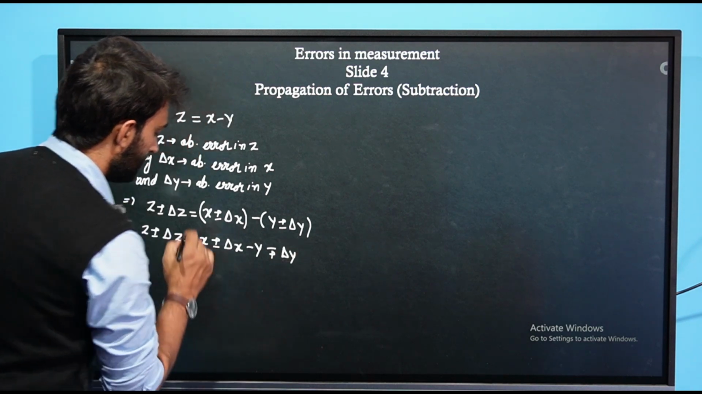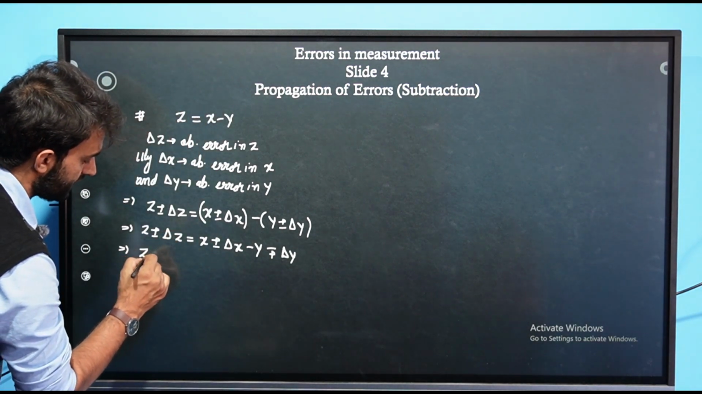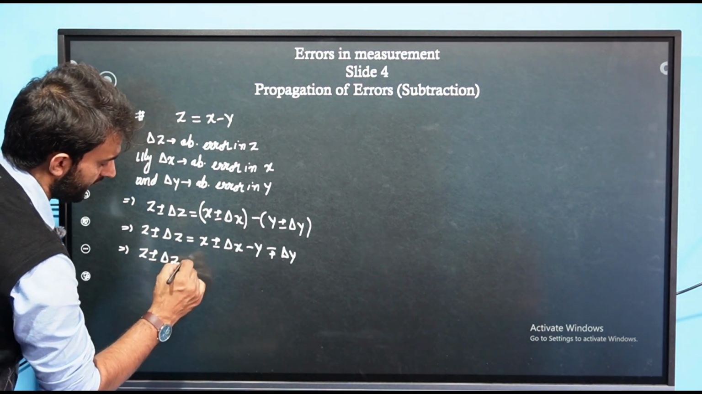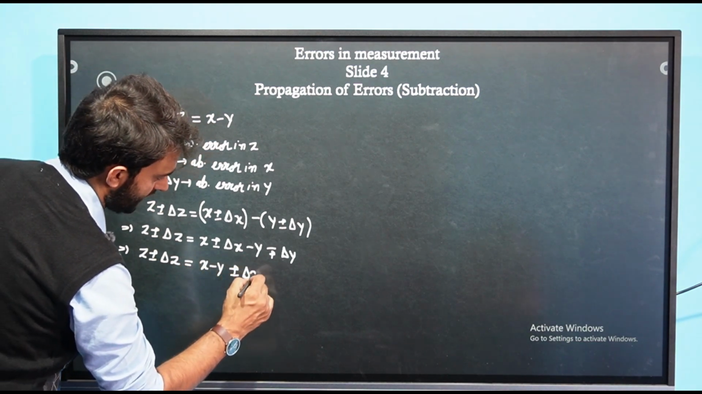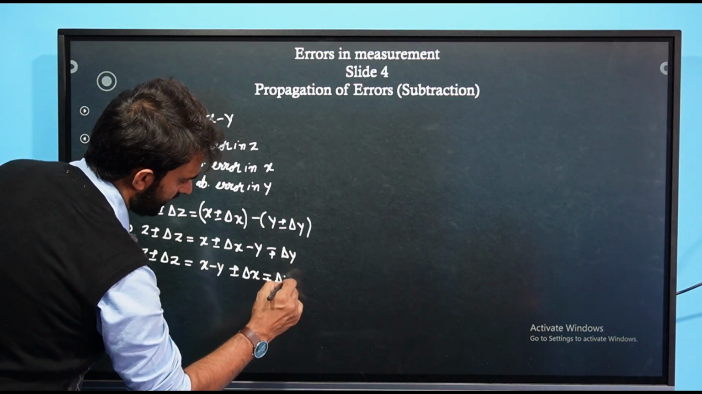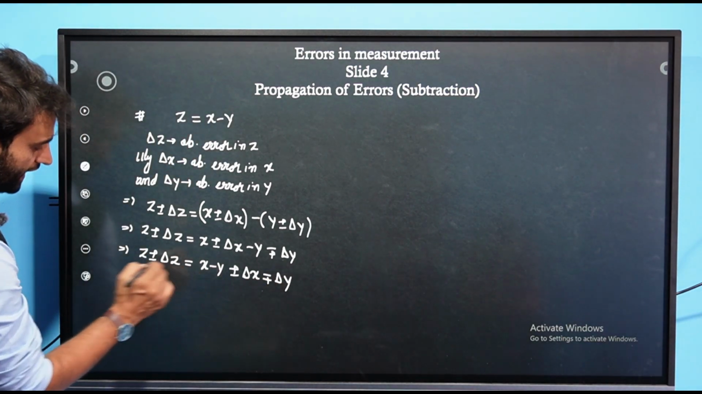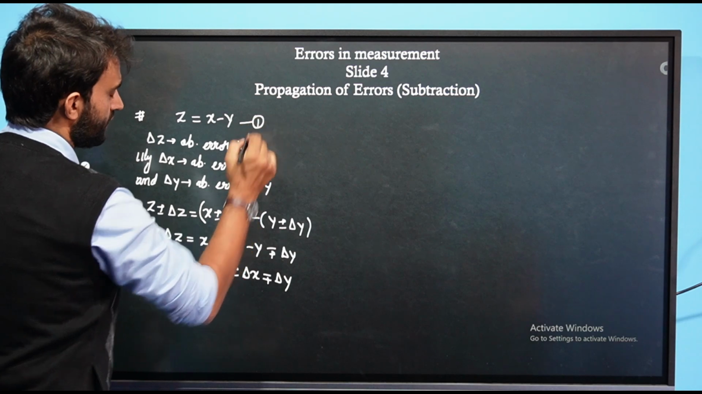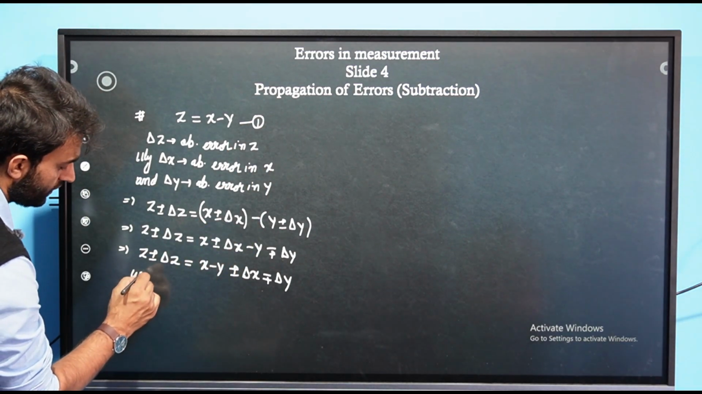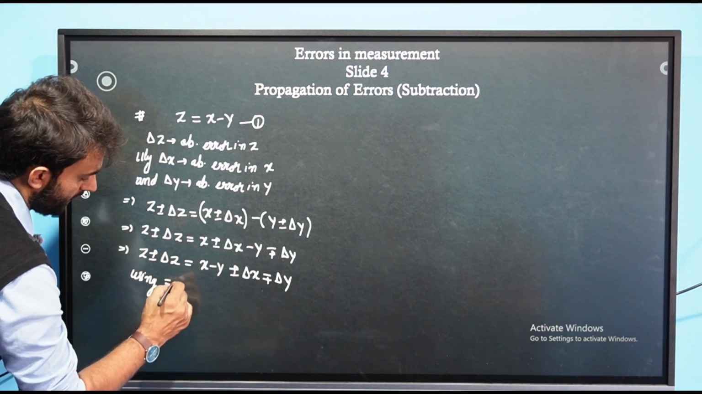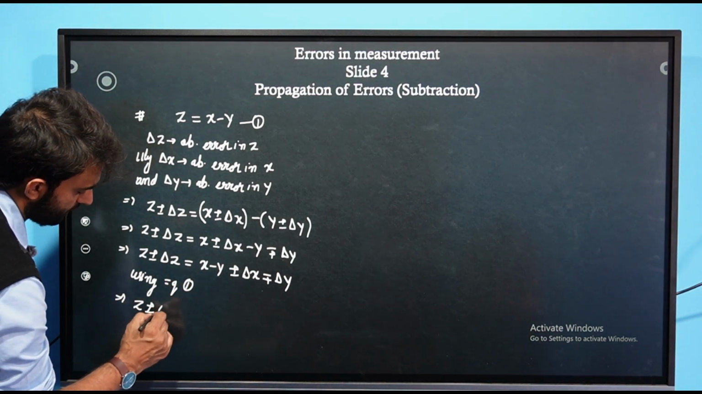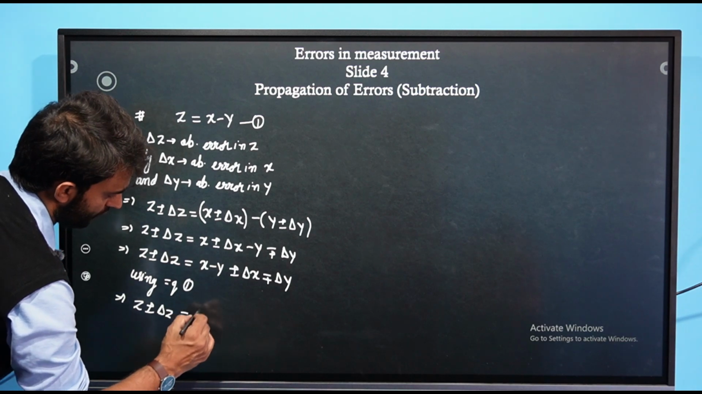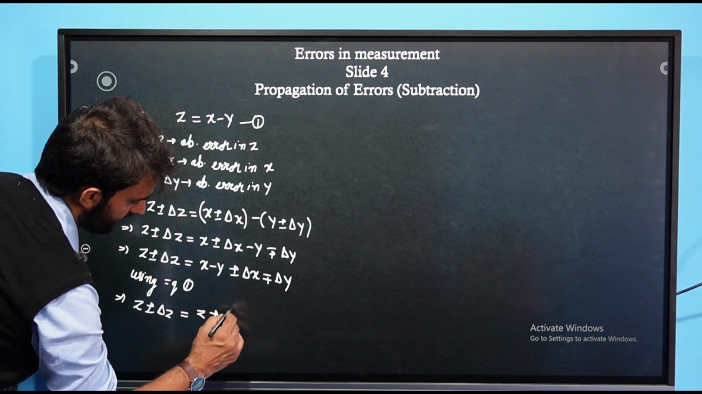Got it? So this means we can write it as z plus minus delta z is equal to x minus y plus minus delta x and minus plus delta y. So now this x minus y using equation 1 is equal to z. So we can write it as, using equation 1, z plus minus delta z is equal to z plus minus.